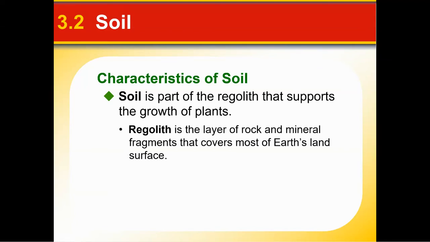All right, 3.2, I know it says 3.2 soil up there. This is 7.3 soil. The PowerPoint and a lecture for it, all right? So soil is part of the regolith that supports the growth of plants. Regolith is just that material that's on top of the earth: sand, dirt, rocks. So regolith is a layer of rock and mineral fragments that covers most of the land's surface.